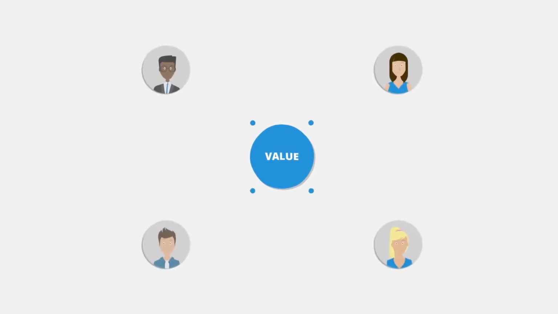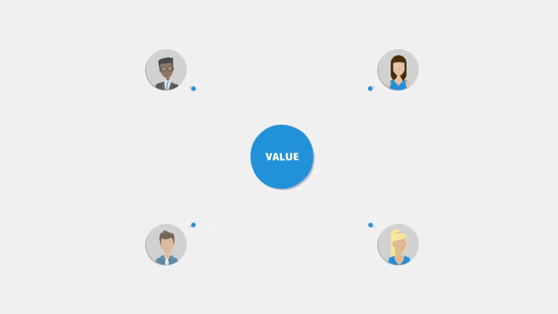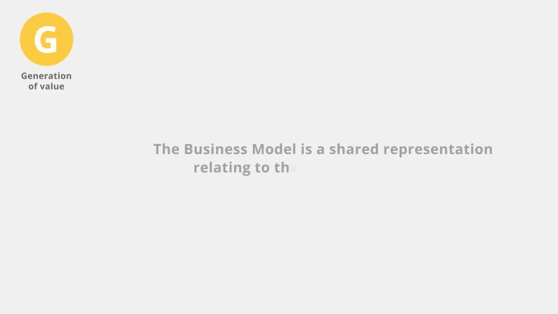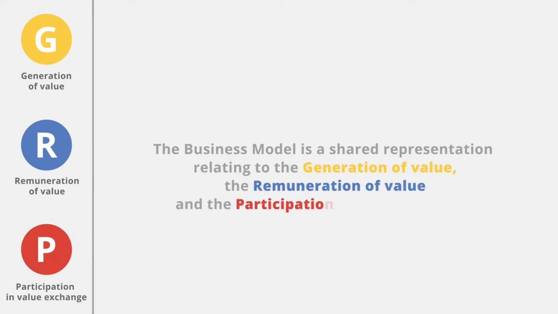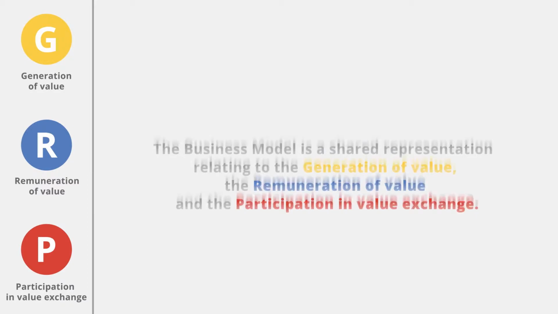Value is at the heart of the entrepreneurial project, and a network of stakeholders crystallizes around it with a multitude of expectations. This gives value an ambiguous character, and you need to know how to shape it. The GRP model takes this on board when it defines the business model as a shared representation relating to the generation of value, the remuneration of value, and the participation in value exchange. Each one of these dimensions consists of three components.